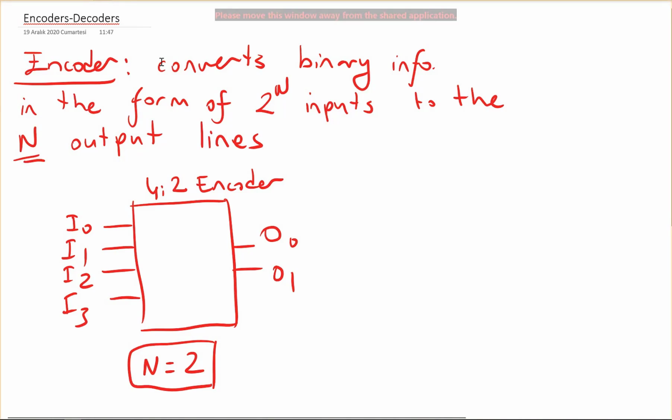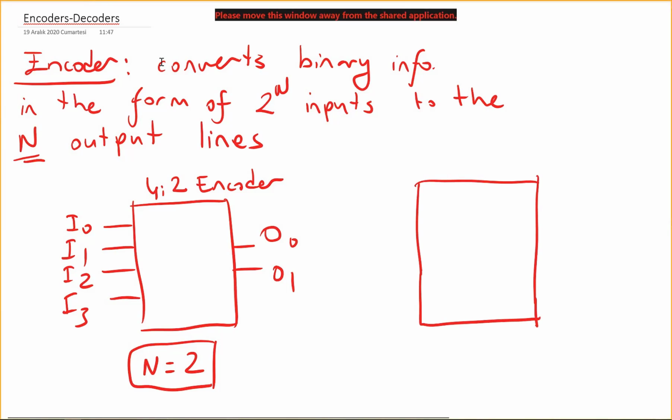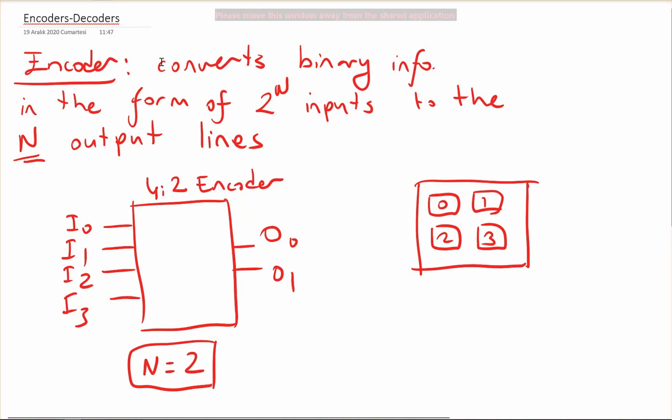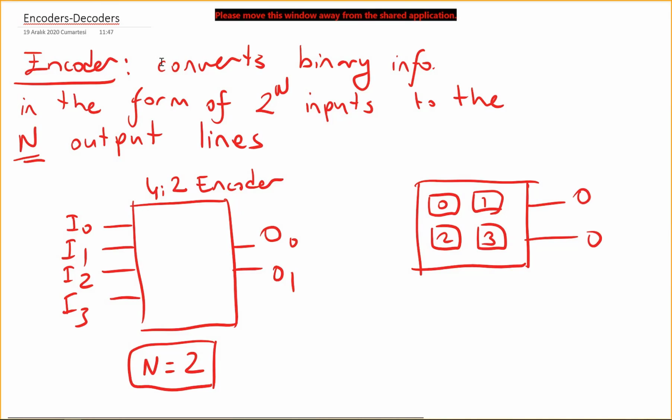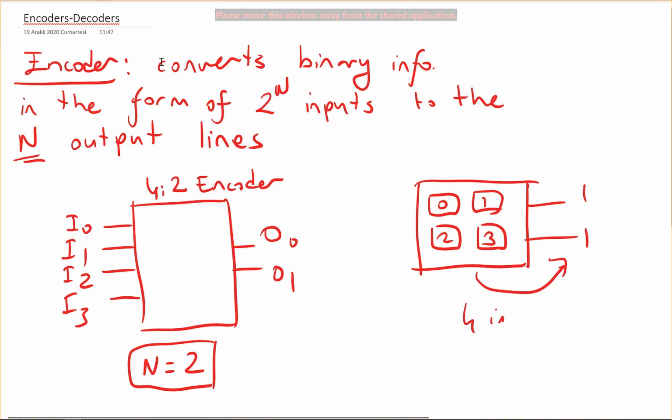So for example, let's say you have a keypad, and in the keypad you have 4 inputs, right? So this is the first key, second, third, let's say this is 0, 1, 2, 3. And then when you press one of these inputs, for example, if you press 0, you will be getting 0, 0. If you press 1, you will be getting 0, 1. If you press 2, you will be getting 1, 0. If you press 3, you will be getting 1, 1. So this is a way of converting 4 inputs to a binary 2 outputs.